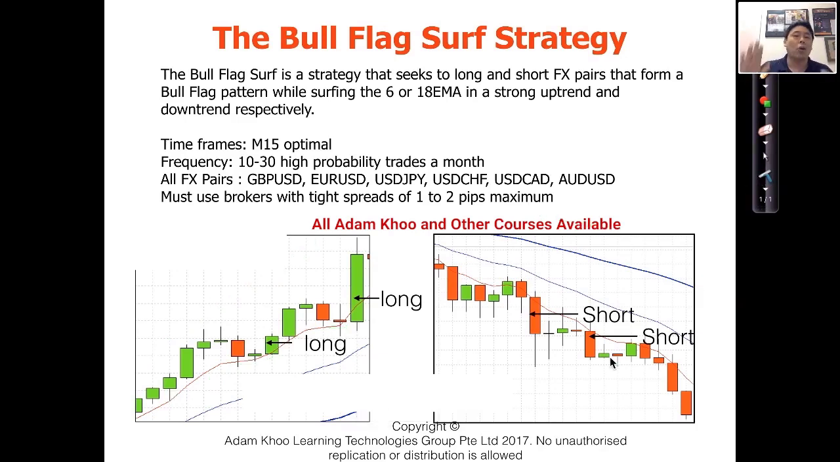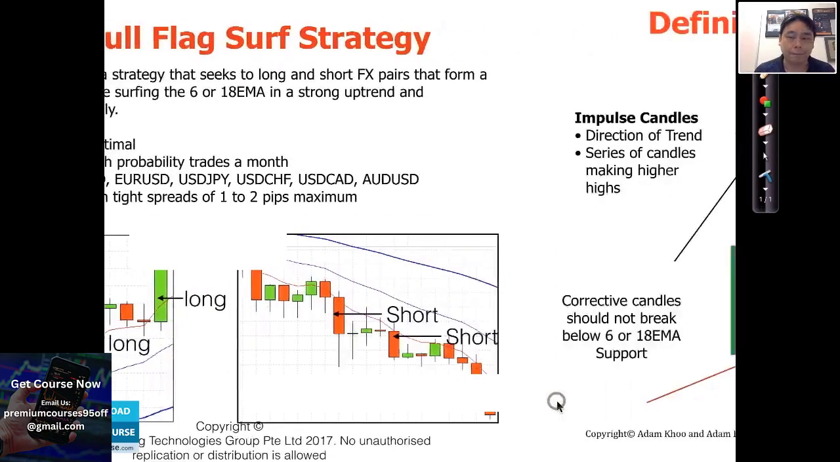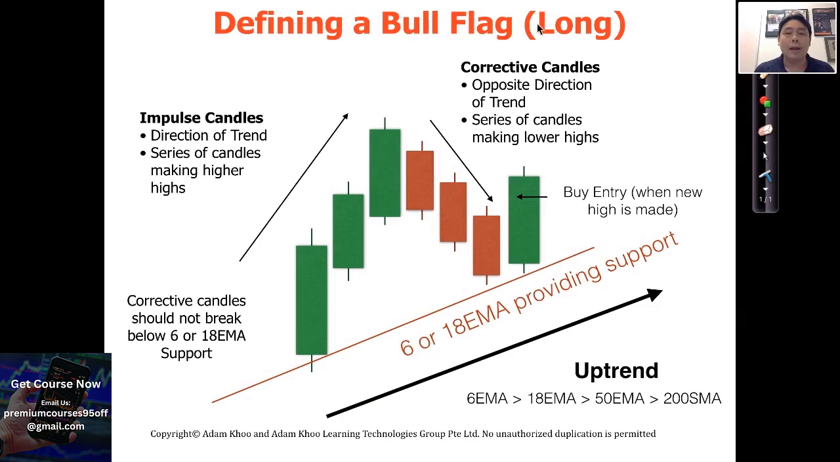So once you understand the concept of surfing, let's understand what a bull flag pattern is. First of all, let's look at a bull flag when we're going long, that means on an uptrend. So when we're on an uptrend, we're looking for a long bull flag. And this is what a bull flag is, basically. A bull flag consists of impulse candles and corrective candles.